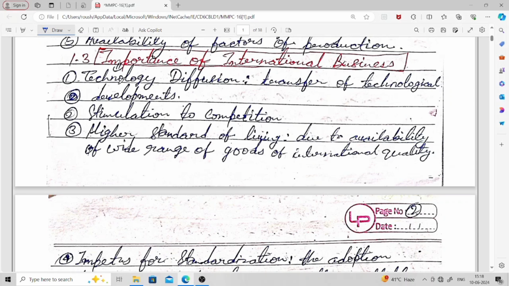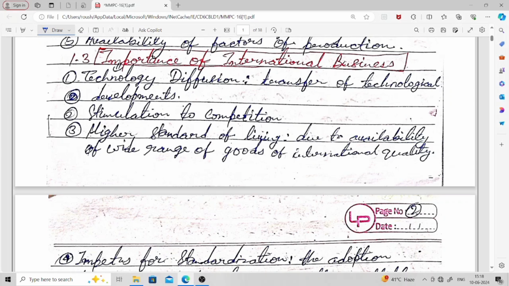Then next, we have the stimulation to competition. Whenever there is trade at the global or international level, there is much more competition among different companies, because each and every company wants to do business so that the company can get the benefits or the profits also.